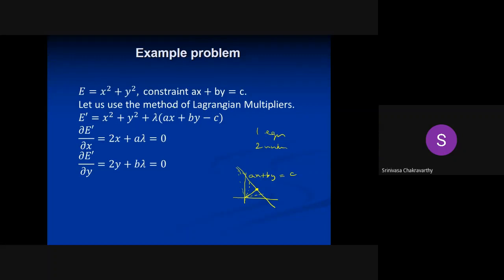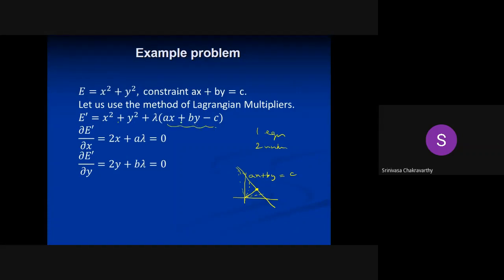So how do you do that? In this case, the cost E is given by x squared plus y squared, because we are looking at minimizing the length. And the constraint, which is the equation we need to satisfy, is ax plus by equal to c. Under these conditions, if you apply the method of Lagrange multipliers, your E prime is equal to x squared plus y squared plus lambda into the constraint.